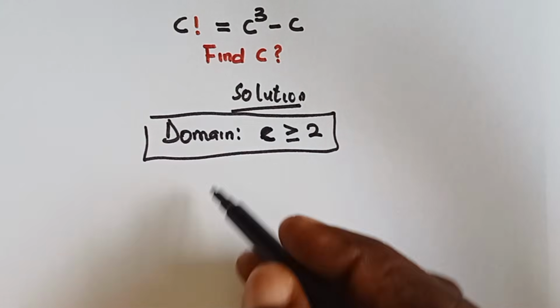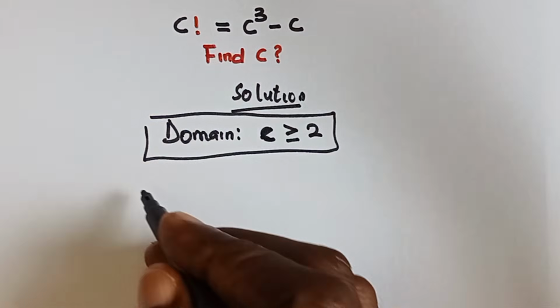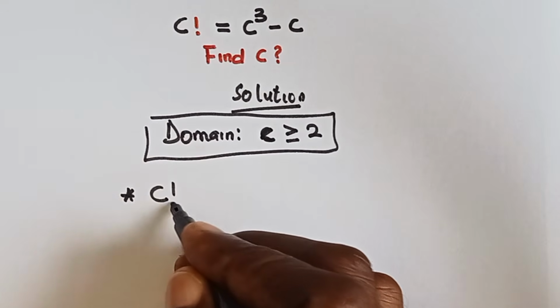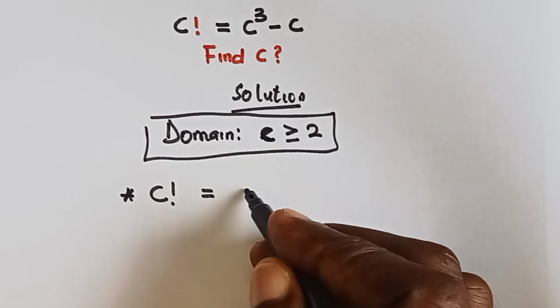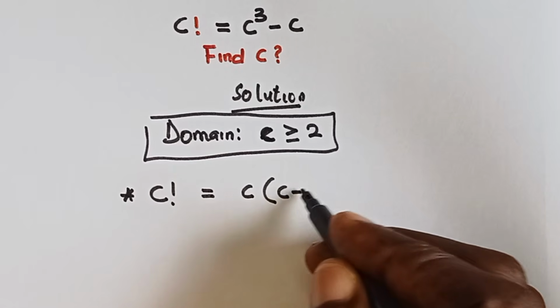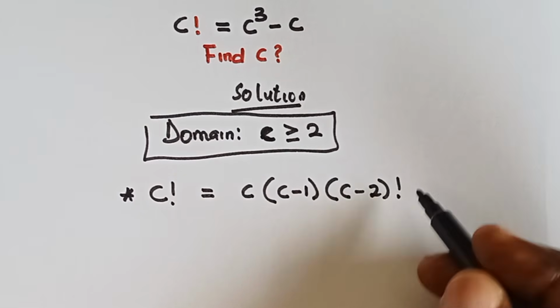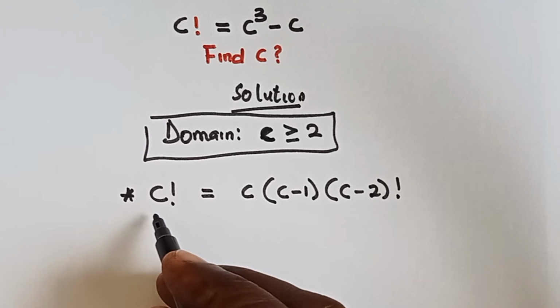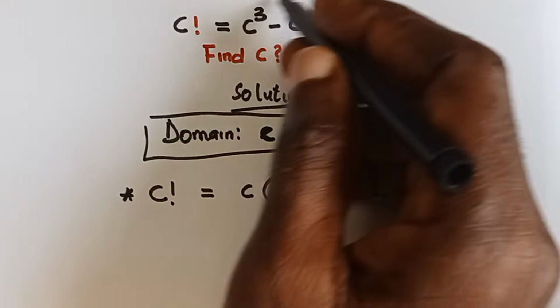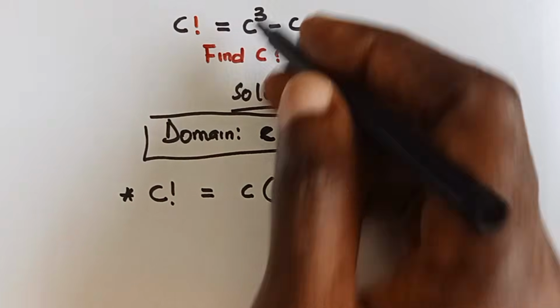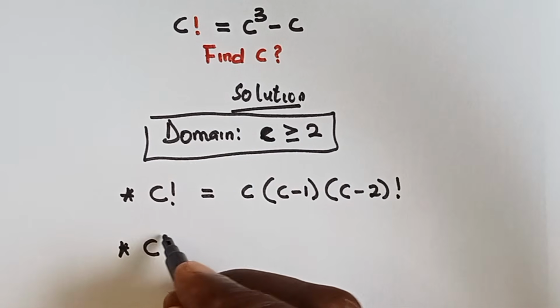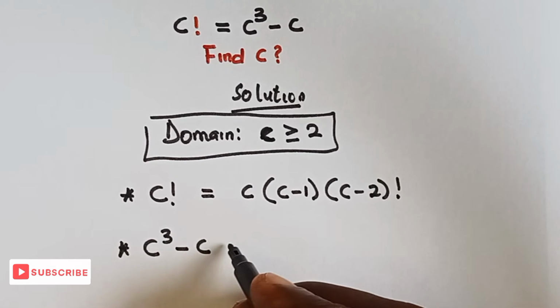All right, so let's start with what c factorial is. C factorial is the same thing as c times (c minus 1) times (c minus 2) factorial. Right, so that is what c factorial is. And then also we can factorize this. We have c raised to power 3 minus c.